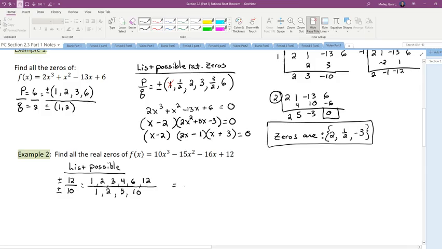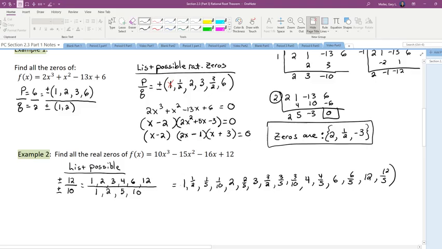So my list includes the numbers 1, 1/2, 1/5, 1/10, 2. 2 over 2 is 1, 2/5. 2 over 10 is 1/5, already on the list. 3, 3/2, 3/5, 3/10, 4. 4/2 is 2, on the list. 4/5. 4/10 is 2/5, on the list. 6. 6 over 2 is 3, on the list. 6/5 is not on the list. 6 over 10 reduces to 3/5, on the list. 12. 12 over 2 is 6. 12 over 5 is not on the list. 12 over 10 reduces to 6/5, on the list. Okay, that's a big list.